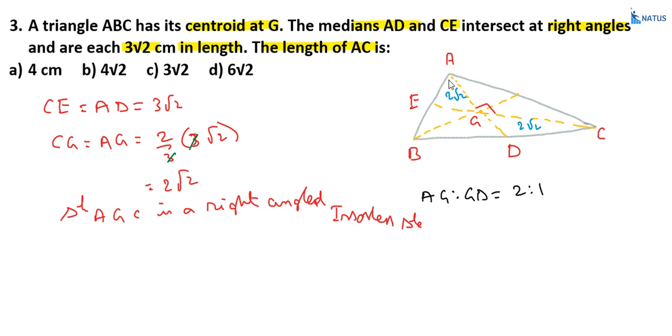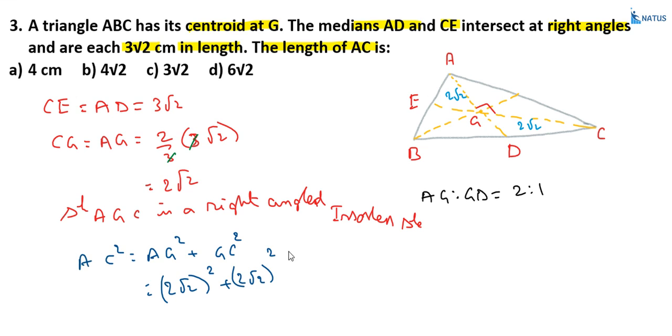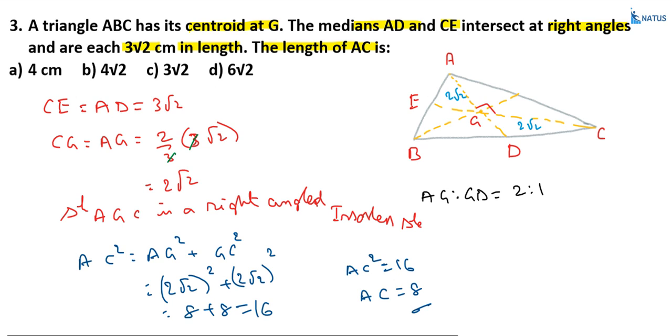Suppose this is a right angle triangle. AG square plus GC square is equal to AC square or not? Right? AC square is equal to AG square plus GC square. What is AG? 2 root 2. What is GC? 2 root 2. So that is equal to 2 root 2 whole square plus 2 root 2 whole square. So this is equal to 8 plus 8, that is equal to 16. Here AC square is equal to 16. What is the value of AC? Sorry, what is the AC? AC is equal to 4. Option A is the correct answer.